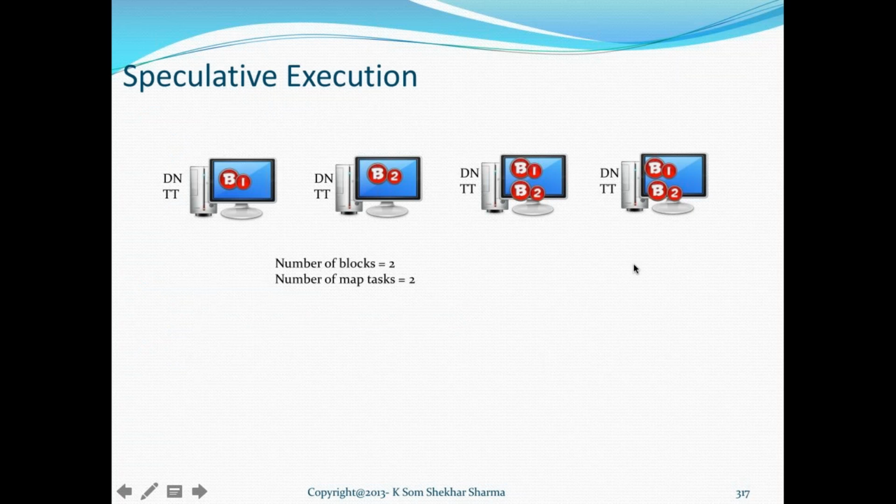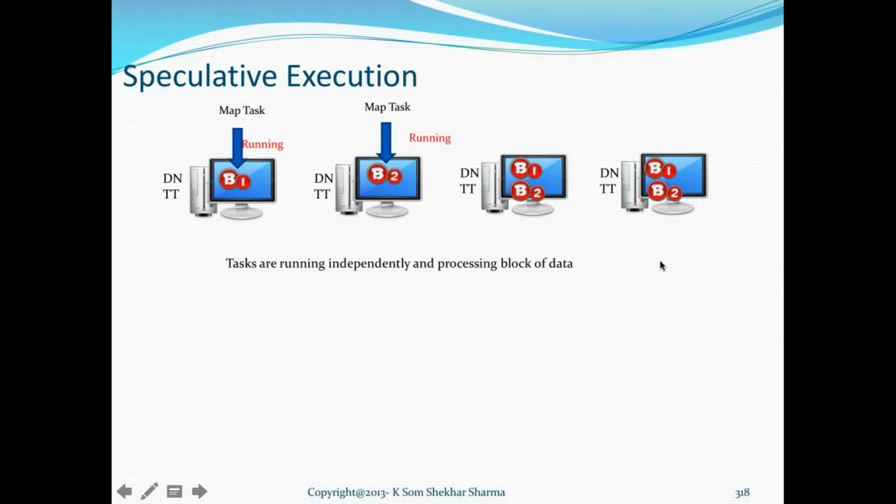Now let us talk about speculative execution diagrammatically. Here you have two blocks which will be taken up by two map tasks, which we have already seen. Two blocks, two map tasks. Each map task is running. Let us assume that this task is completed, but this task is still running. Here I have shown the task tracker, but you can always think of it as a node manager. This task tracker is sending a 10% progress report.